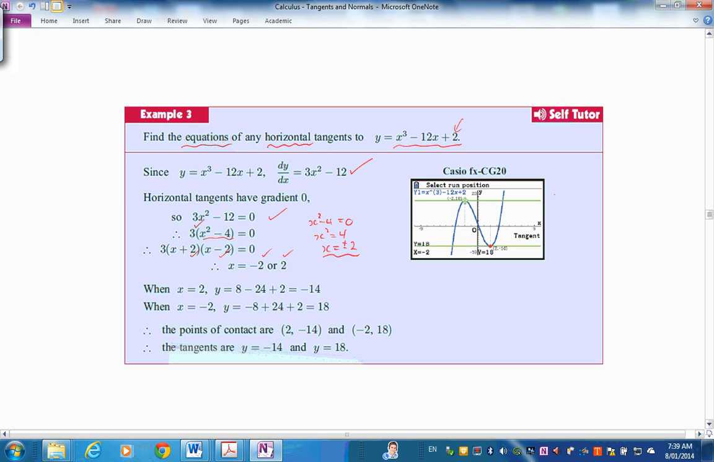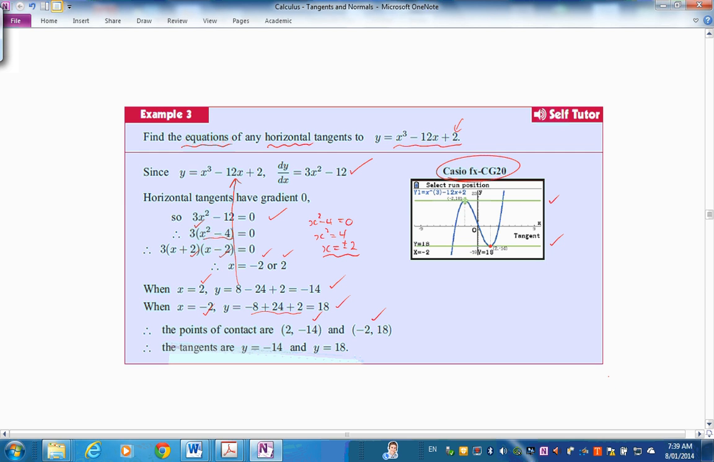Okay, and you could draw them. This is Casio, not the 9860 plus, a different model Casio, but you can draw those tangents as I've indicated up there. So let's have a look. Let's find the equations. When x is 2, what is y? So we're going to have to put that back in here. X is 2 to get neg 14. When x is neg 2, put it back in the function to get 18. So we've got the two points there.